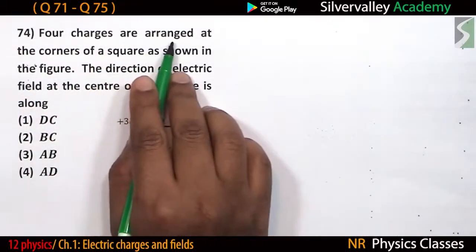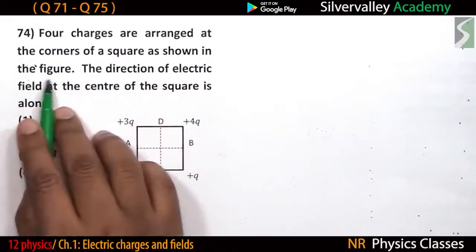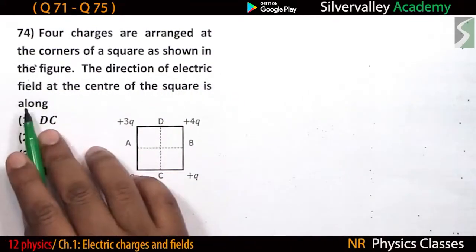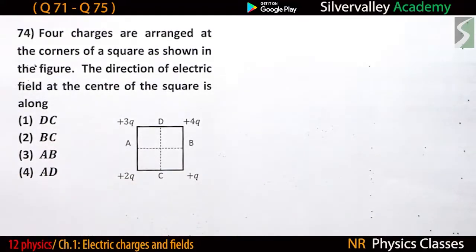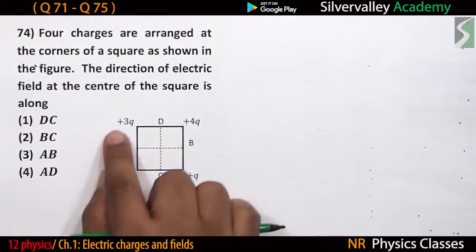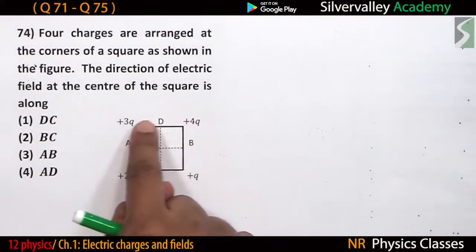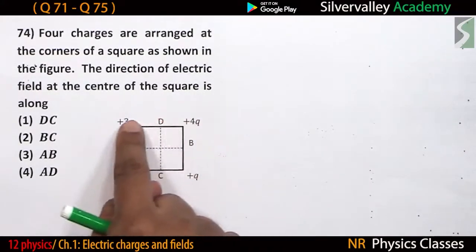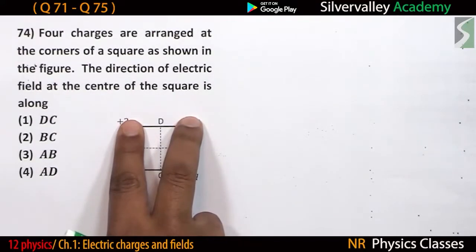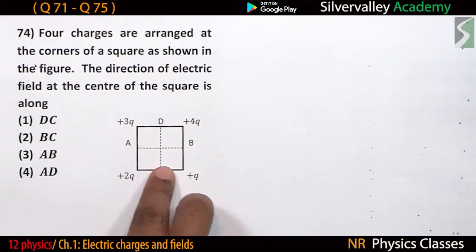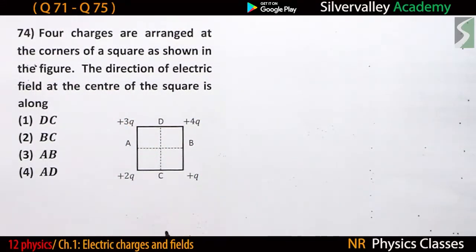4 charges are arranged at the corners of a square as shown. The direction of electric field at the center of the square is along. Observe, this pair of charges is dominating the entire system, and these two are positive, so the resultant of these two should be in this direction. So it is along DC. Let us check.